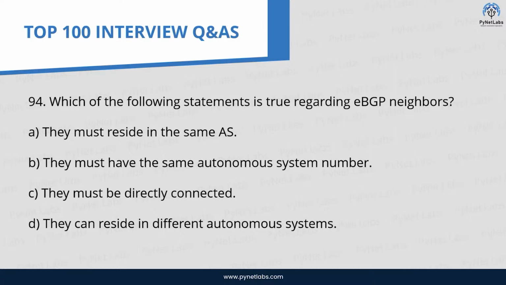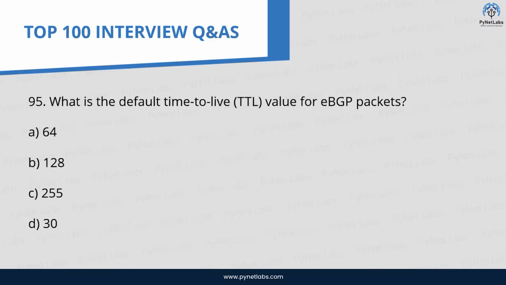Now going to question number 95. What is the default time to live value for eBGP packets? We have some options: option A 64, B 128, C 255, D 30. So here the correct answer is going to be 128.